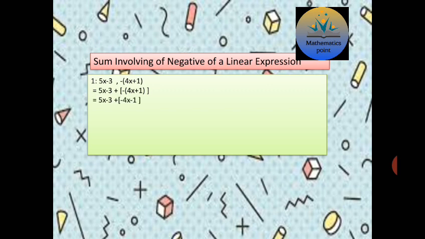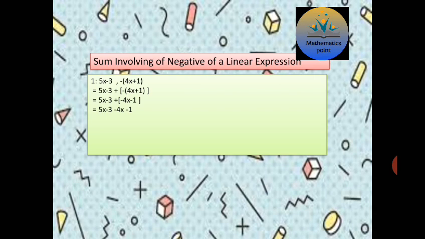So what do we need to do? First of all, we solve the innermost bracket. So minus is multiplied with 4x plus 1. Again, recall the multiplication rules, plus minus minus. So here we get minus 4x, and again minus multiplied with plus, plus minus minus. So we get minus 1. In the next step, we will solve the square bracket.